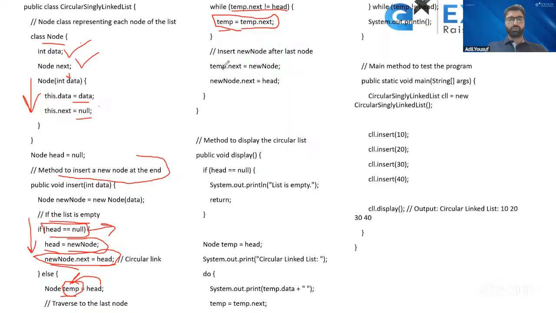After that, I have to insert a new node after the last node. For that, what do I have to write? Temp dot next is equal to new node and new node dot next is equivalent to head. With this, I am simply adding a new node. Then this is for displaying whatever we got, and this way we have run this program. If you have any questions, you can ask till now.